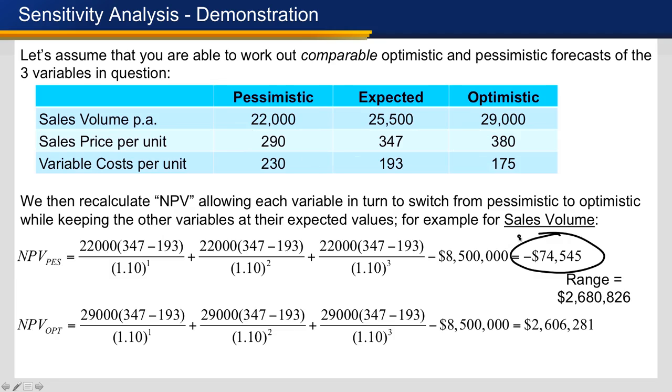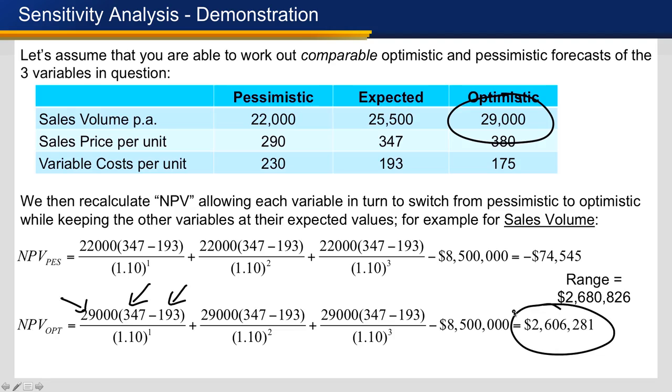$74,545. Now we consider the optimistic estimate for sales volume, 29,000 units per annum. Keeping the other variables at their expected values once again, we have simply substituted this higher sales volume, and we end up with an NPV of a bit over $2.6 million. So the takeaway here, what we do next is compare the pessimistic NPV with the optimistic NPV.